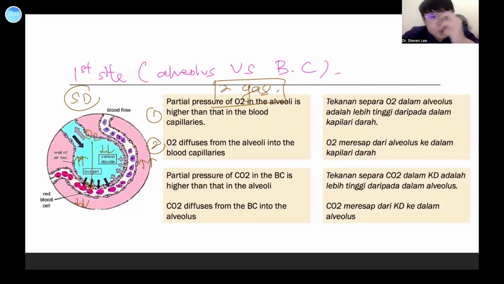So this is what I meant by two sides. This is one side, the first side. Later I'll show you the second side. So this is called two sides, two gases, two sentences.